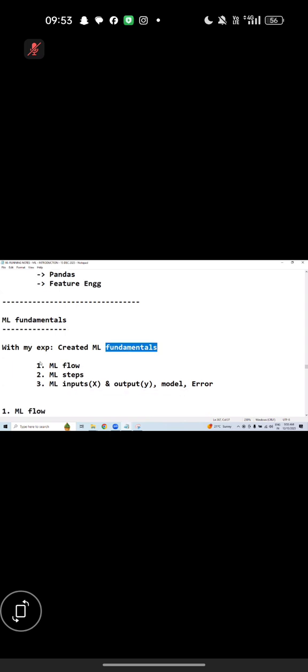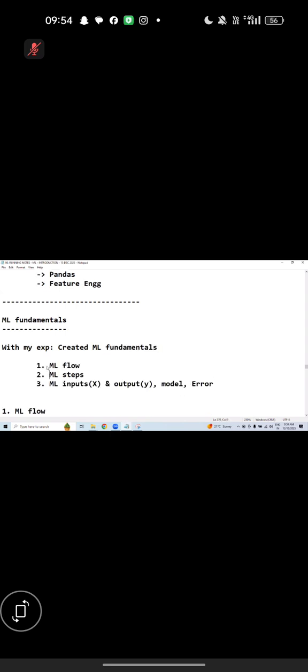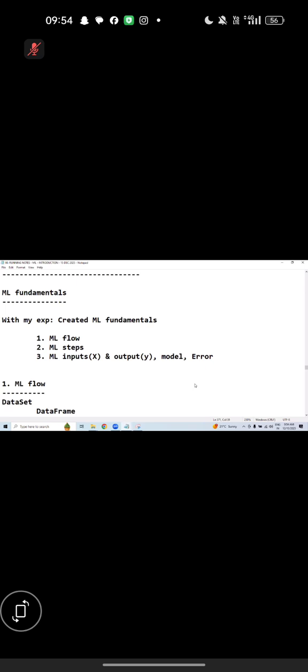ML fundamentals. With my whole teaching experience and working experience, I created these ML fundamentals. There are only 3 fundamentals. What is the first one? ML flow. Next one, ML steps. Next one, in ML, input, output, model, error. Come on, one more time. Inputs, output, model, and error.